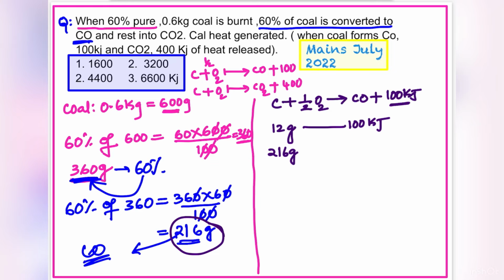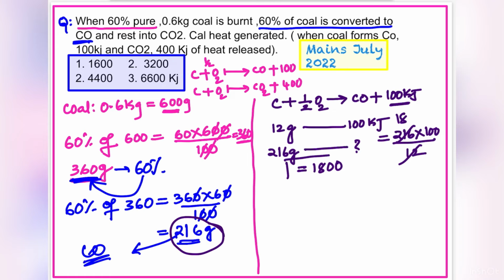216 grams of coal gives how much energy? To calculate this, 216 multiplied by 100 divided by 12. On solving this, 12 goes 18 times and the answer is equal to 1800 kilojoules. So this is part 1 we have calculated. Part 1 has been calculated.